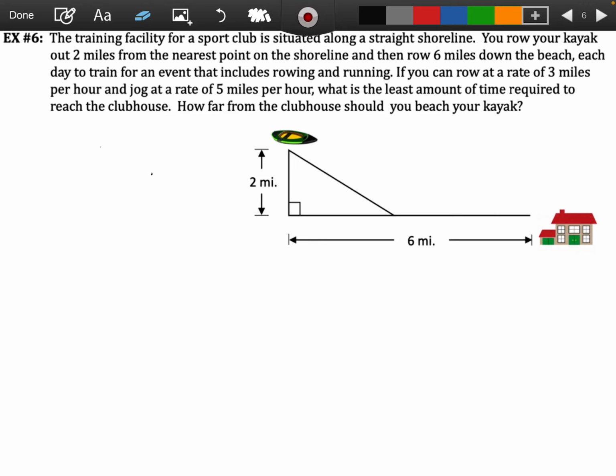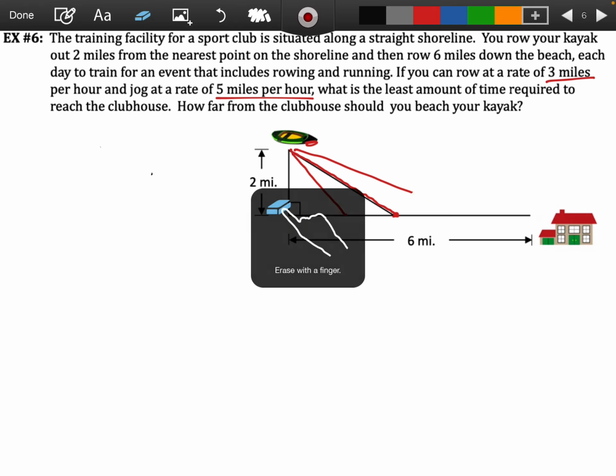So this idea is, do you want to kayak more or do you want to run more? You're already thinking, well, you could row at 3 miles per hour and you could jog at 5 miles per hour, so you probably want to do a little bit more jogging than rowing. And this is where your kayak is. You're 2 miles out. And then what distance along the shoreline do you want to go? Do you want to go here? Do you want to go here? And so forth. That's the main question they're asking: where should you be to minimize the time?